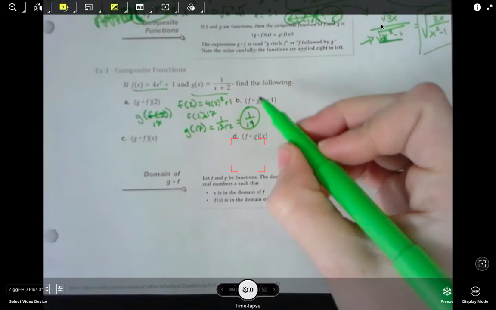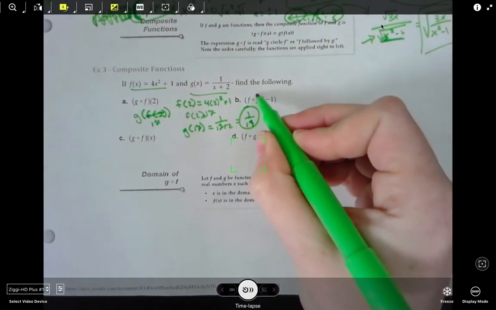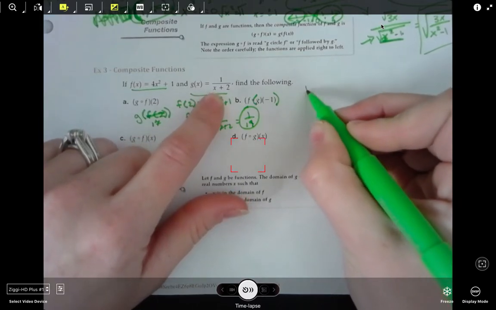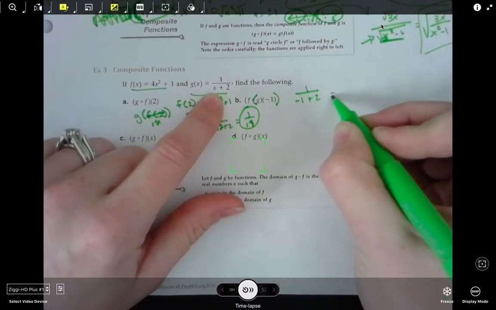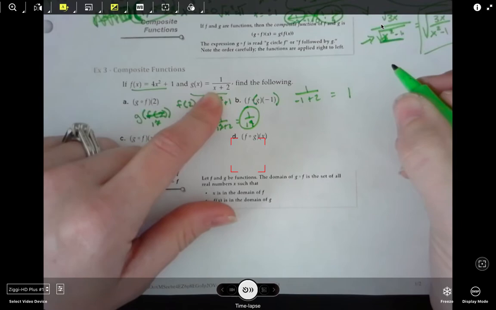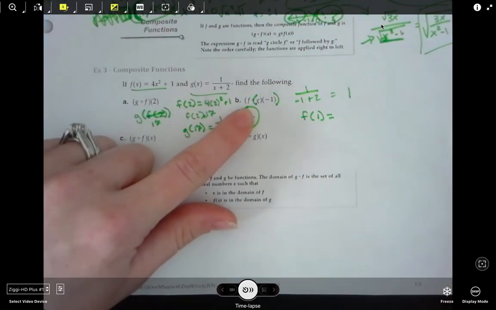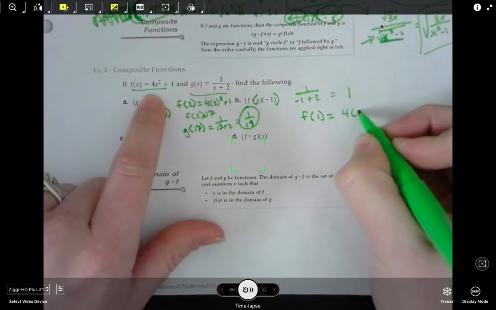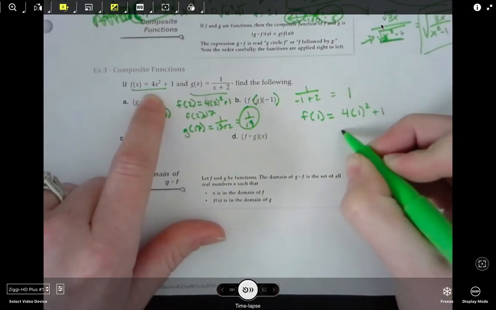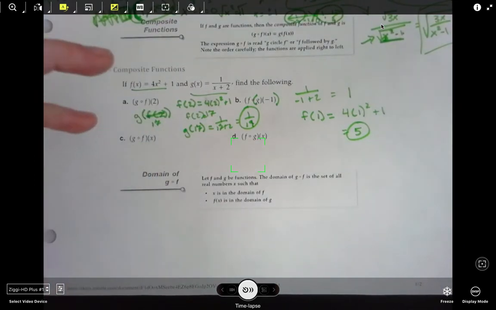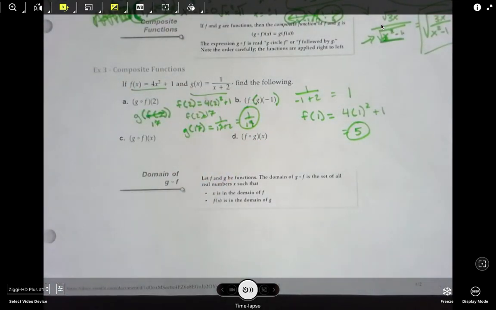Same thing with this one. This one they want us to plug into g first. We're plugging -1 in there, so 1 over -1 plus 2 is 1 over 1, which is just 1. Then we need to find f of 1. We plug it into the outside function. So 4 times 1 squared plus 1 is 5. And that's my final answer. So those ones are a little nicer. Just remember to plug into the inside first and then the outside.